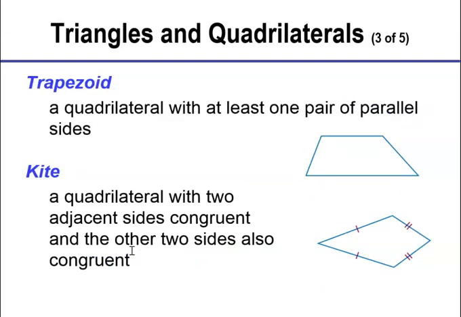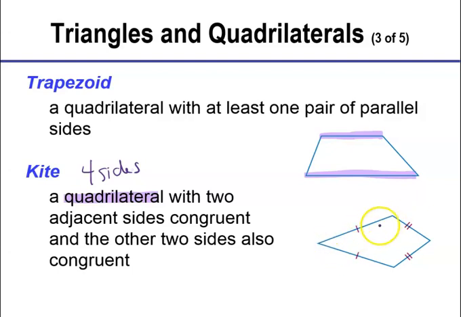What about a trapezoid? Well, it's a quadrilateral with at least one pair of parallel sides. So you'll notice this side and this side are parallel. There is no information about the other 2 sides. It could look various ways, but we have 2 parallel sides in a trapezoid. Now, a kite is a quadrilateral. Remember, that means it has 4 sides, with 2 adjacent sides congruent, remember, adjacent means next to each other, and the other 2 sides also congruent.